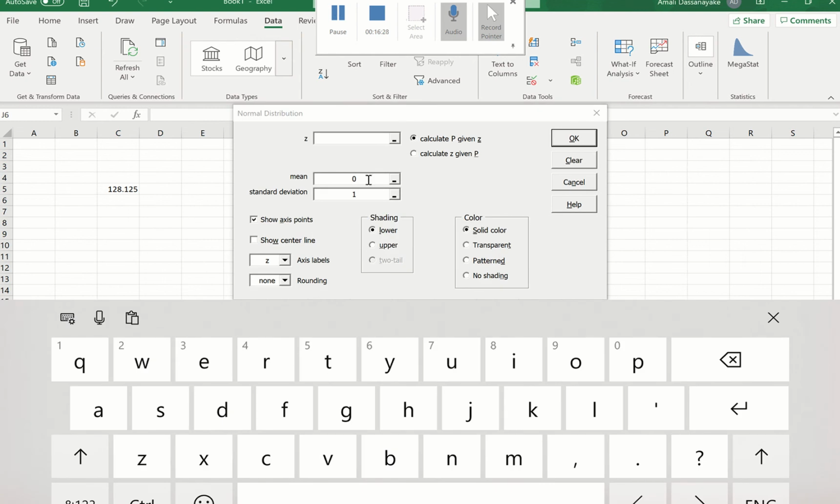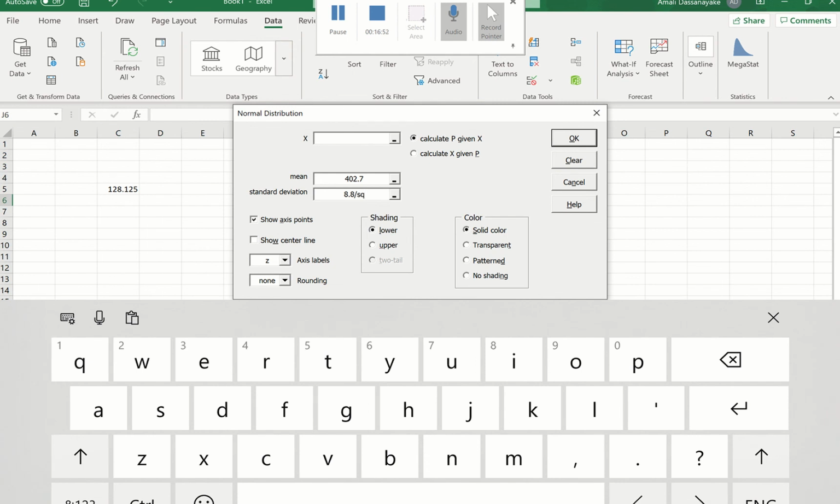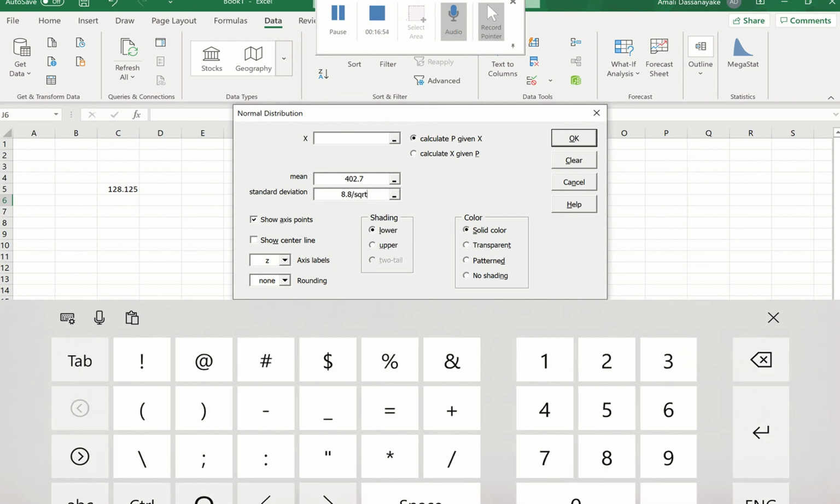Okay, so we have to add the mean, 402.7, and the standard deviation. Bear in mind it's not just 8.8, it's 8.8 divided by the square root of 40, the sample size.